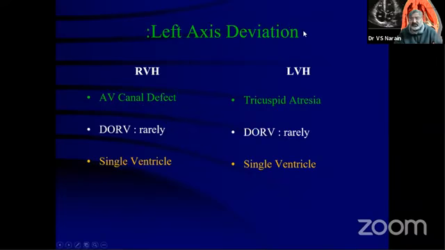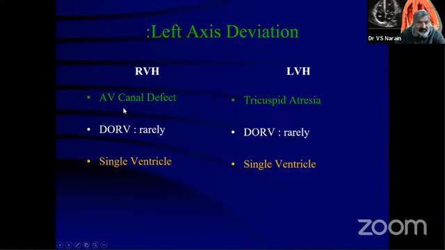Now, axis deviation, once we've determined whether it is a left axis or a right axis or a normal axis, is going to help you in the diagnosis. If you have a right ventricular hypertrophy and a left axis deviation, most of the conditions will give you RVH, but RVH normally should give you a right axis deviation. But if you have RVH with left axis deviation, then you are dealing with an AV canal defect.